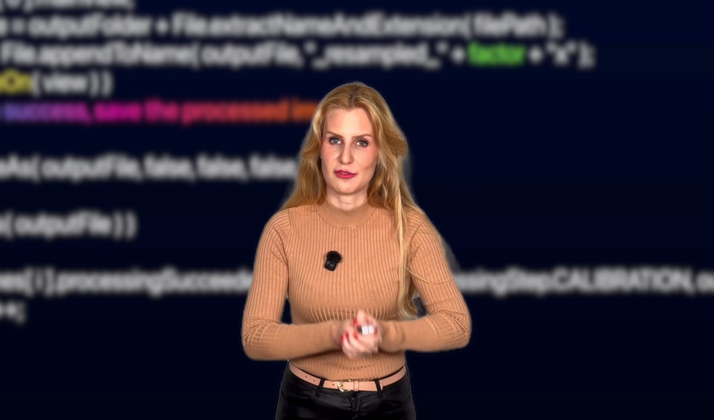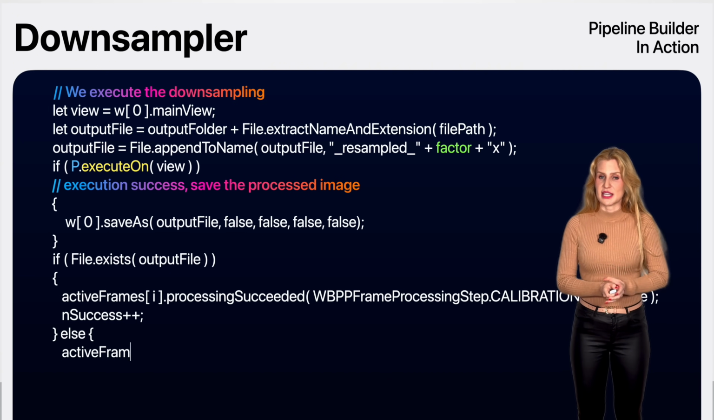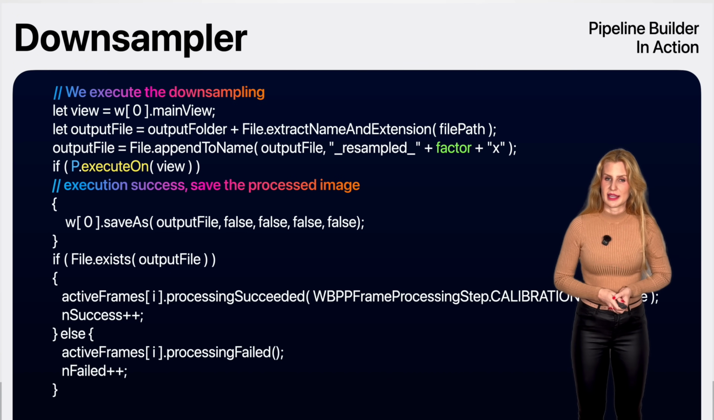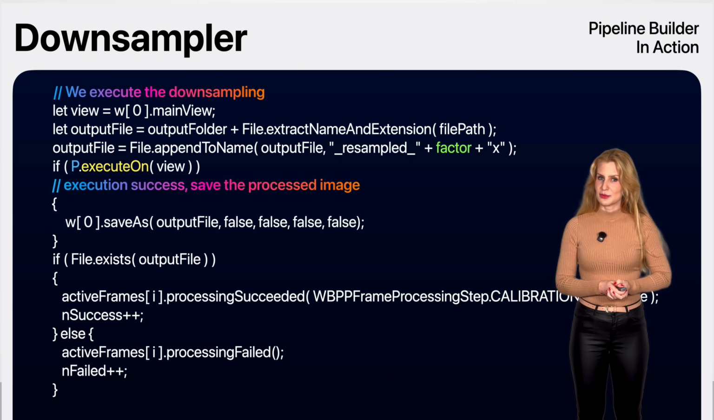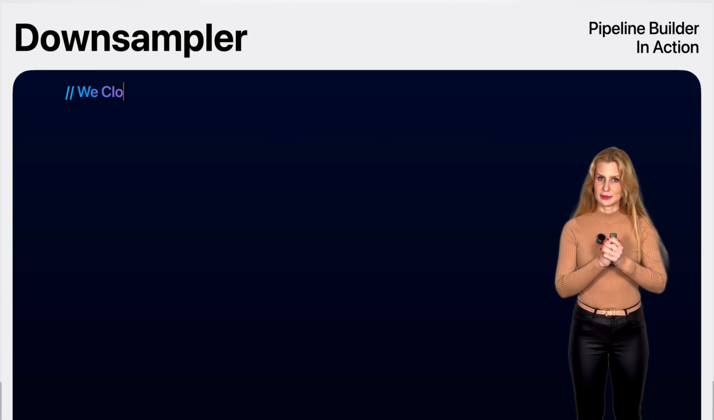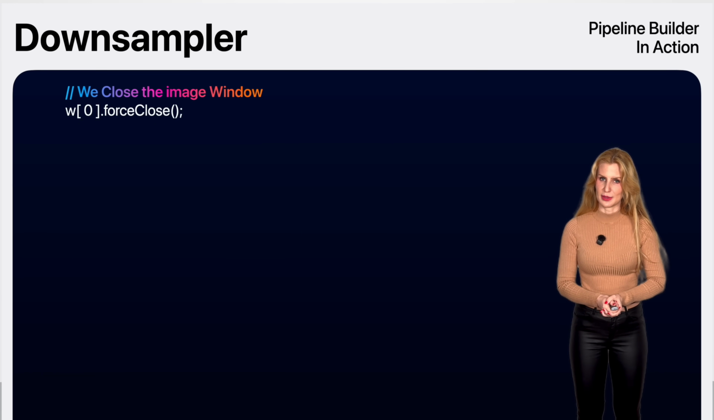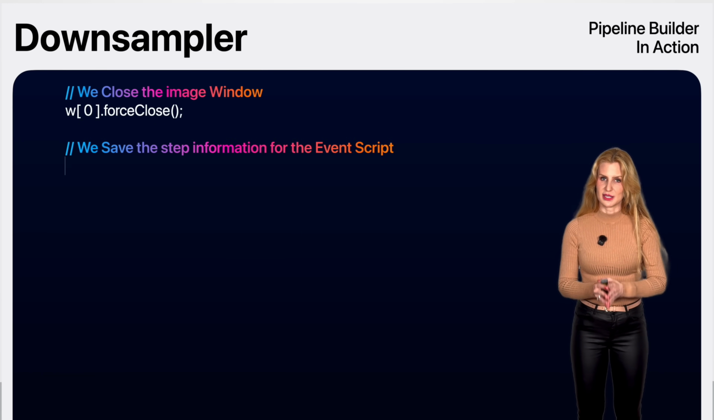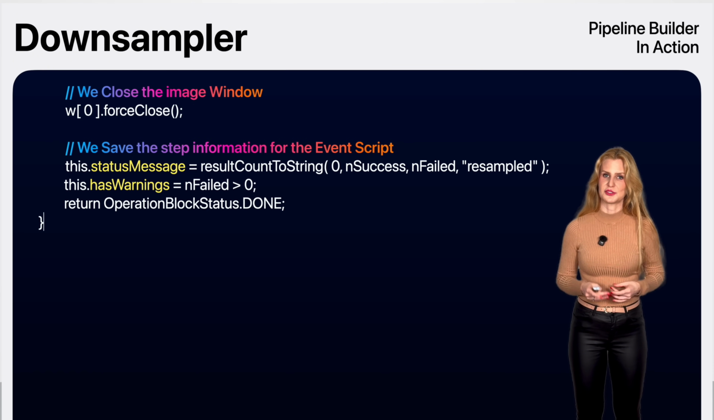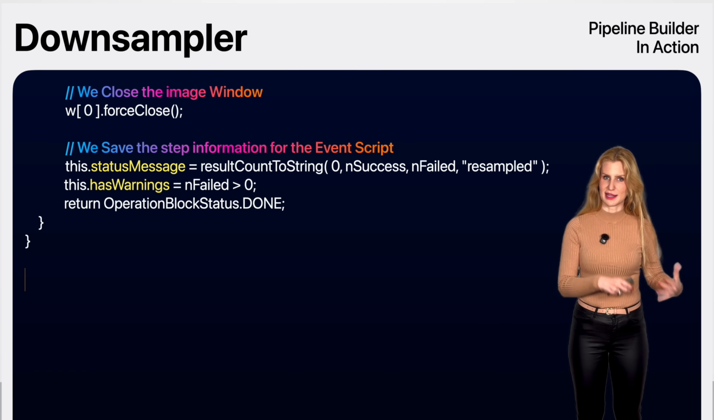And this is the whole point of what we're doing here. It's embedding it in the native pipeline. Of course, if the file saving didn't work, we're just going to count this as a failure. And we're also going to tell WBPP, take this frame out of the active ones because it just didn't work. Next, we do a little bit of a cleanup. We close the window we have just opened and we save this information to send it out to the event script later should it ask for an update.